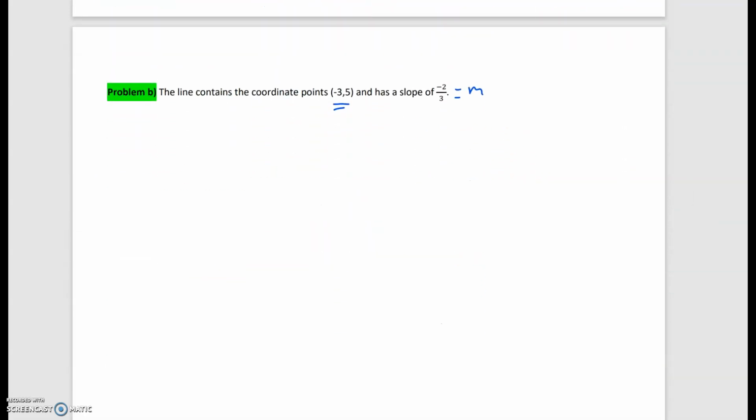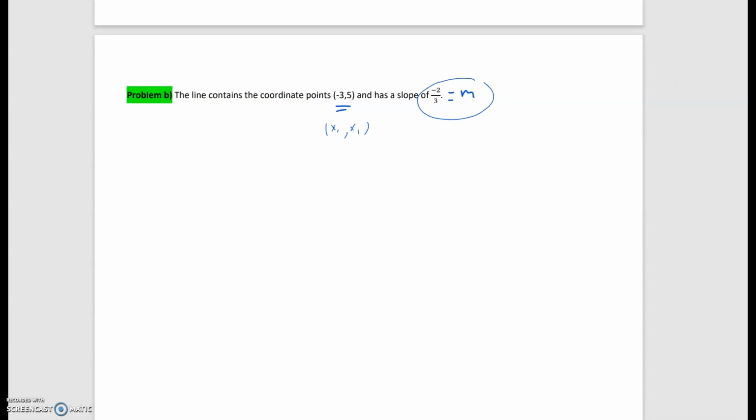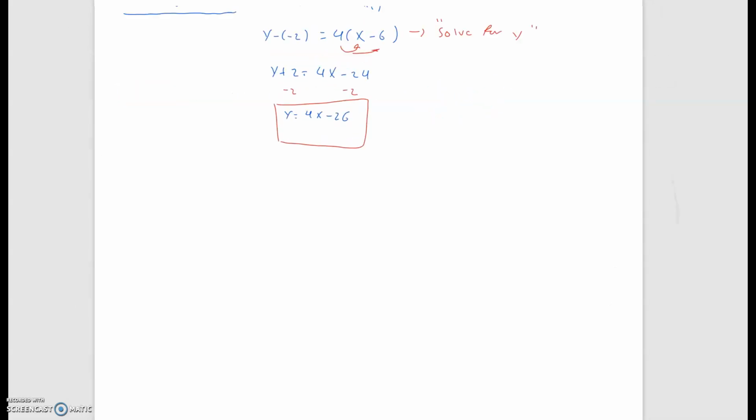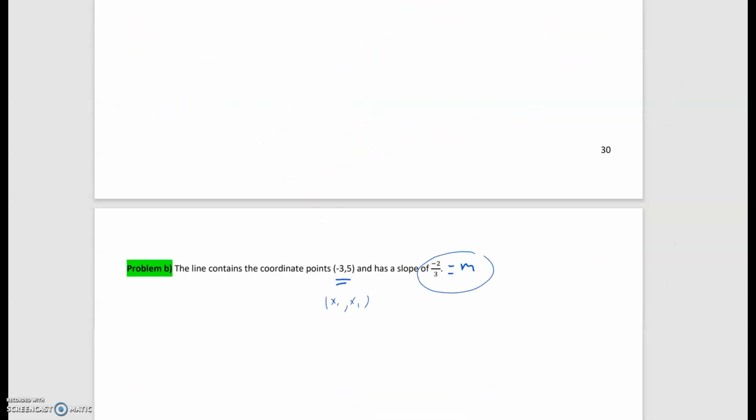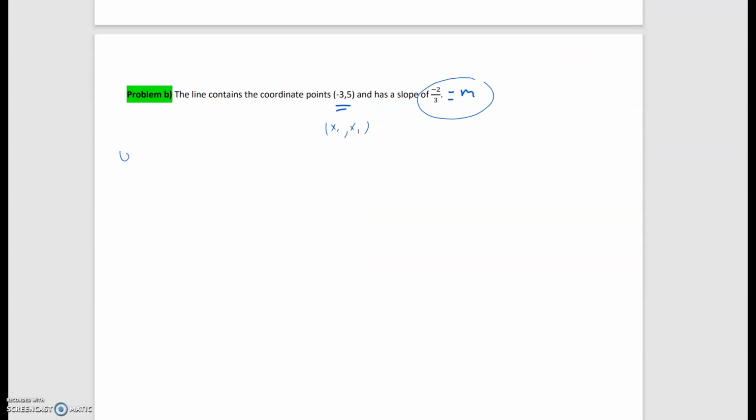Now, on problem B, we have the same idea. You're given a coordinate point. In this case, this is our x1 comma y1. And then we already have the value of the slope. So what I'm going to do here is I'm not going to do point slope form. I'm just going to go directly to the formula. So I'll just start with y is equal to mx plus b.